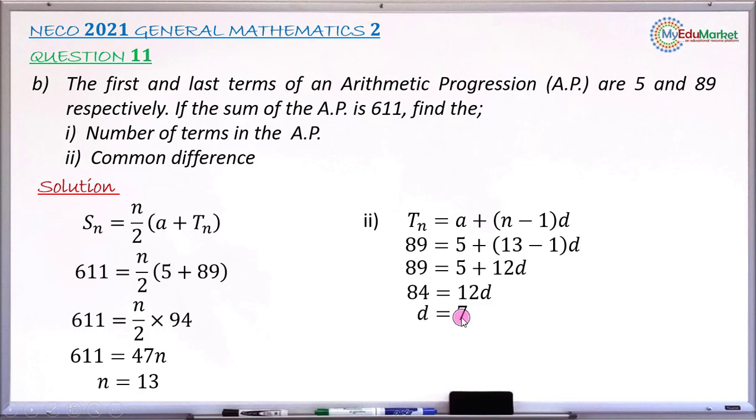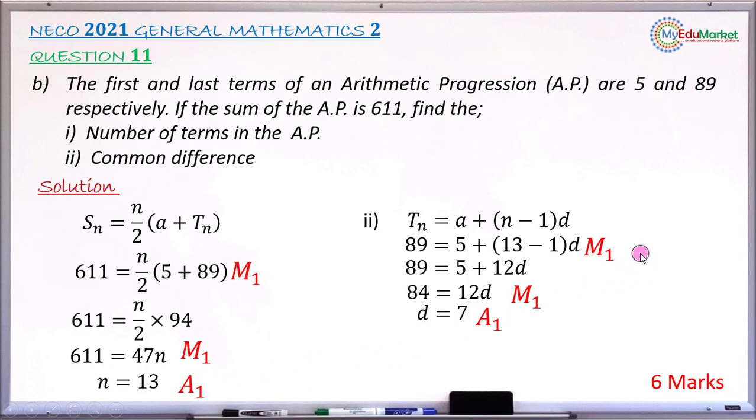And that answers both questions. Let me share with you the mark distribution for this question as it is done in the marking scheme. The first mark is a method mark, for substituting your A, the first term, the last term, and the sum of the first n terms in the formula for the sum, in an attempt to get n correctly. When you simplify this equation up to where you divide both sides by 47, you have another method mark. When you divide and have n as 13 exactly, you have an accuracy mark.